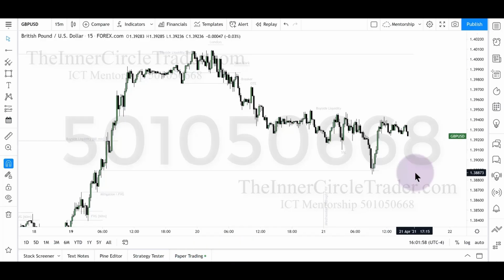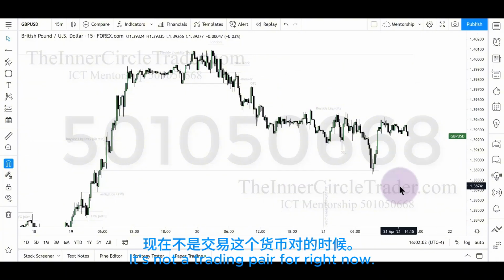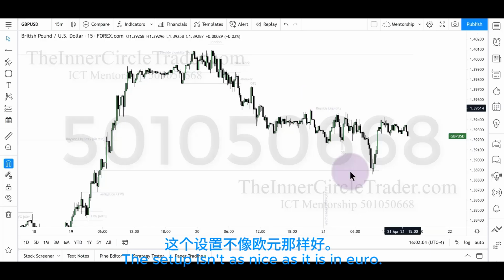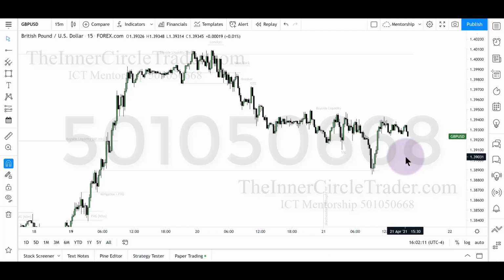So in short, this pair is an observation pair only. It's not a trading pair right now. The setup isn't as nice as it is in euro, and this pair could be manipulated to work the cross, euro pound.